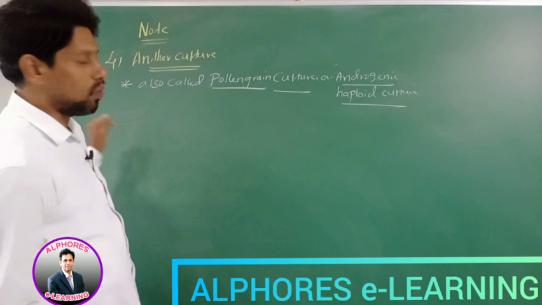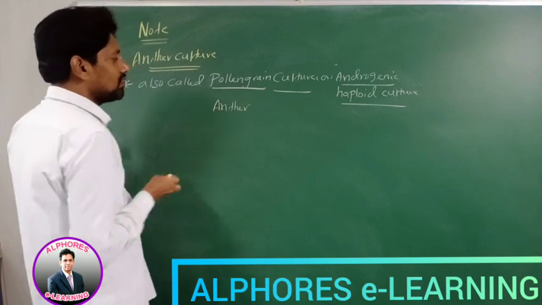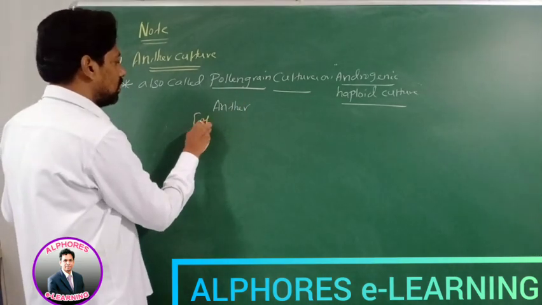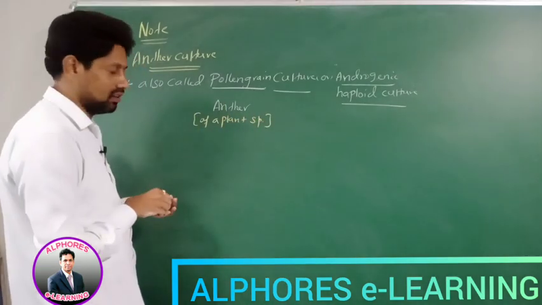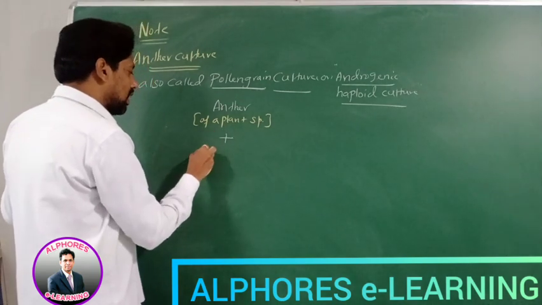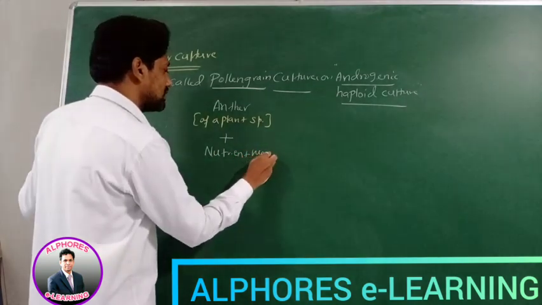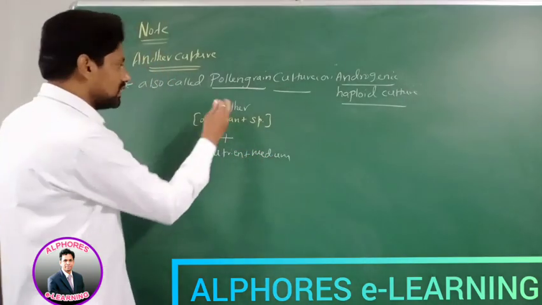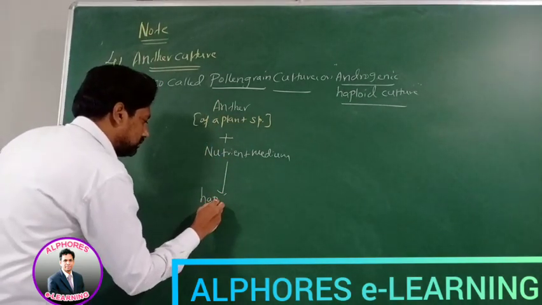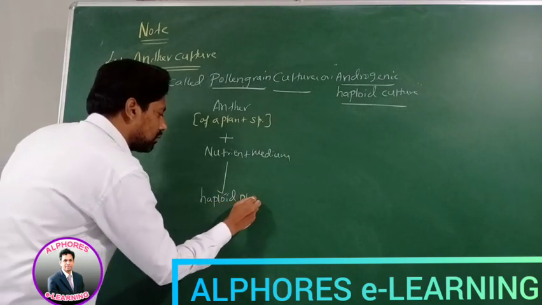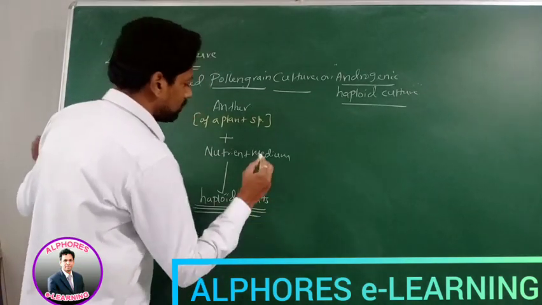Sir, in anther culture, what we are doing? Take an anther of a plant species. If you culture this anther on nutrient medium, then this anther, when cultured on nutrient medium, produces haploid plants. What are produced? Haploid plants are produced.